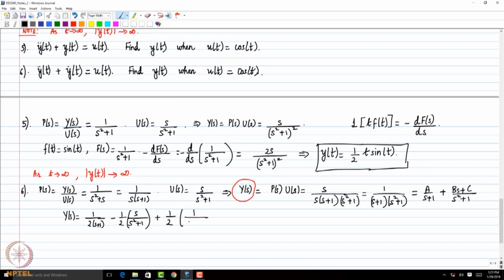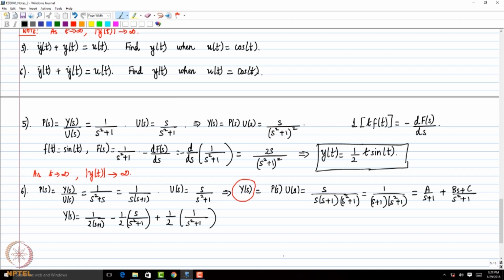Is this correct? Does anyone agree? Is it minus 1 by 2 and plus 1 by 2? How can you figure it out? You can take the LCM and then equate the coefficients, or you substitute any two values of s you like and then equate. You will get two equations, two unknowns. That's about it. You could do it either way. So, I leave it to you to check.